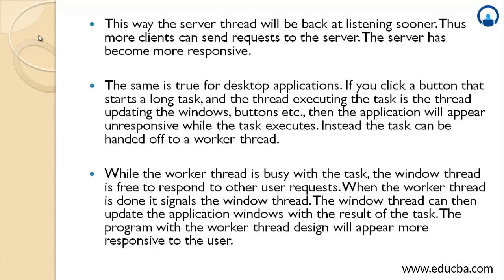Okay, the same is true for desktop applications. If you click a button that starts a long task and the thread is executing the task, the thread updating the window, button, etc., then the application will appear unresponsive while the task executes. Instead, the task can be handed off to a worker thread. While the worker thread is busy with the task, the window thread is free to respond to other user requests. When the worker thread is done, it signals the window thread. The window thread can then update the application window with the result of the task.